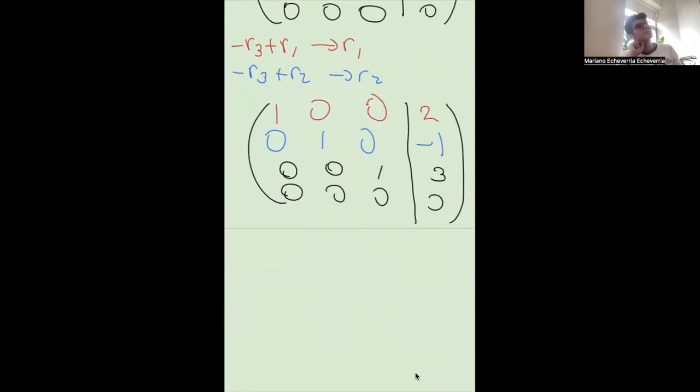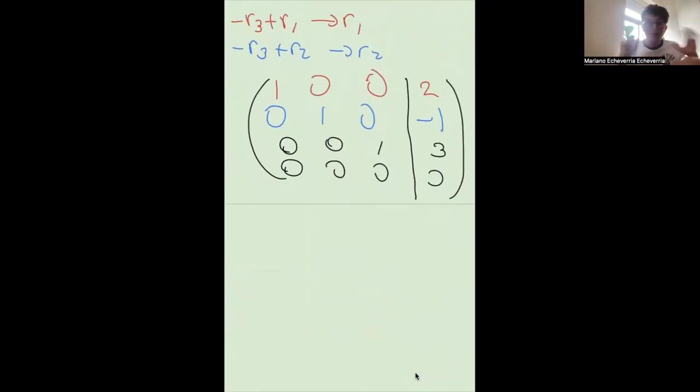But here, what that means is that now this is reduced row echelon form. There's no more way to simplify this. This is as best as you could hope.